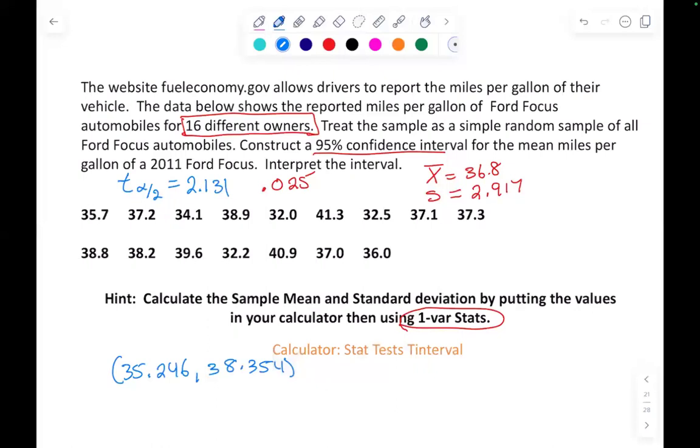So what were we looking at? Miles per gallon in a Ford Focus. So if I was going to give this a conclusion, I would say we are 95% confident that the true mean miles per gallon of a Ford Focus automobile is in between 35.246 and 38.354 miles per gallon. So that's how we would answer this question for the conclusion. Questions before I move on?